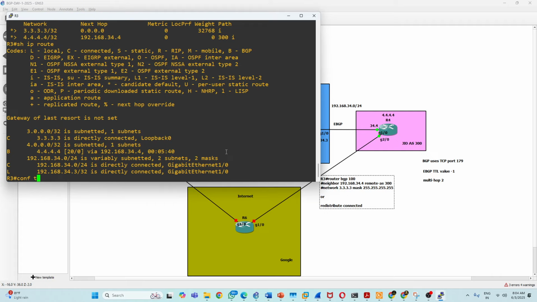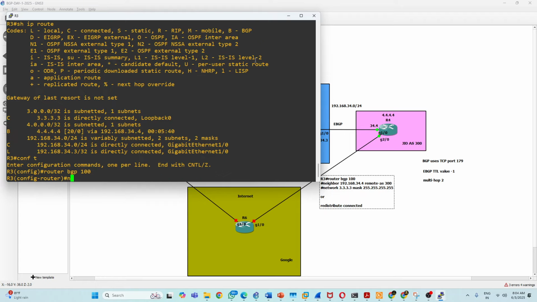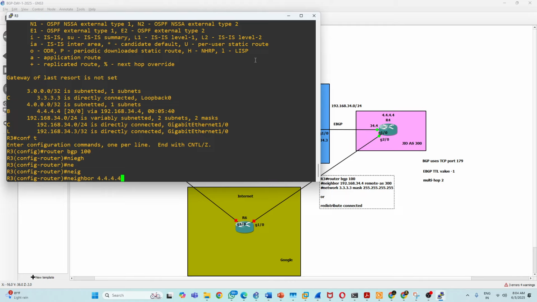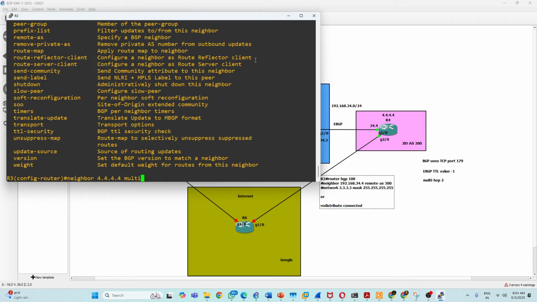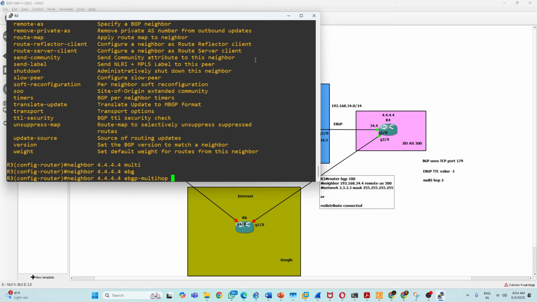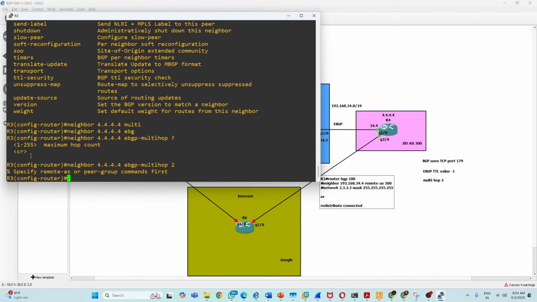Here, config, router BGP 100. Now for the neighbor, after configuring the static route, neighbor 4.4.4.4, you need to give multi-hop. You need to give the TTL value at the neighbor level. So it's EBGP multi-hop. You can give a count maximum up to 255. You need to give this statement.